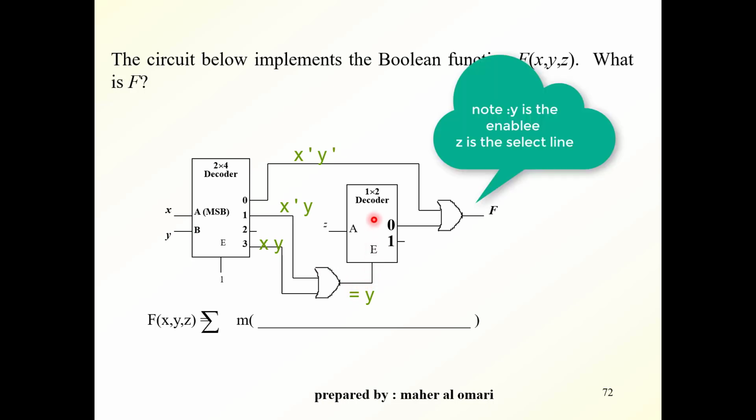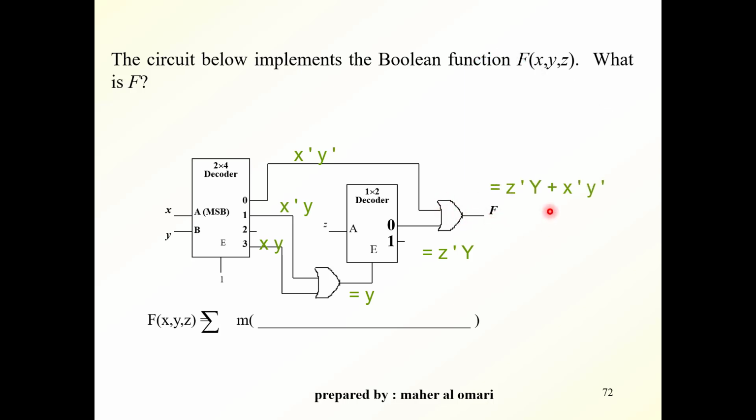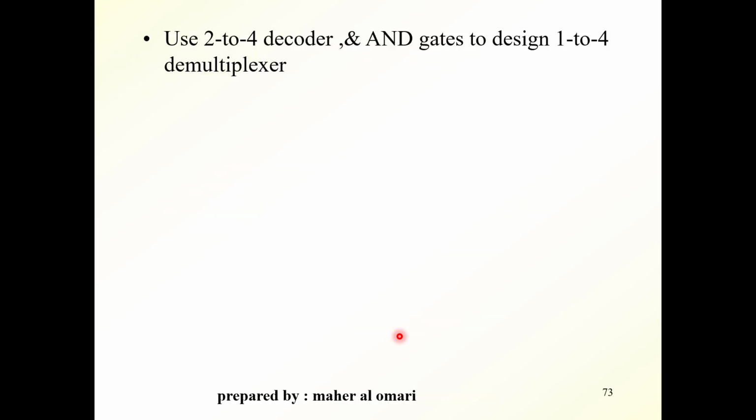And now, this is a decoder again. So the output here is equal to Z bar Y. This is Y, and this is Z, so Z bar Y. Now the output of this OR gate is the function, which is equal to this. And if you expand this into sum of minterms, you will get M0, M1, M2, and M6.